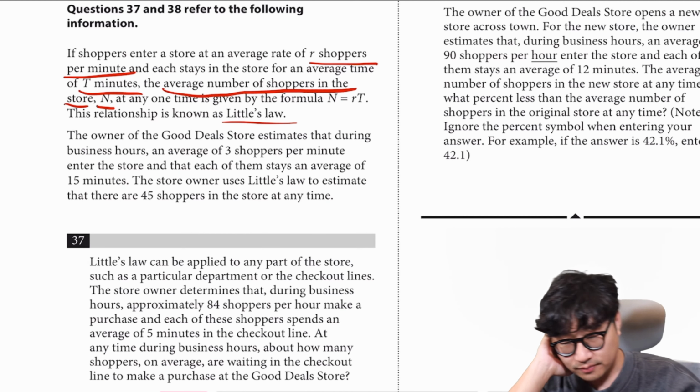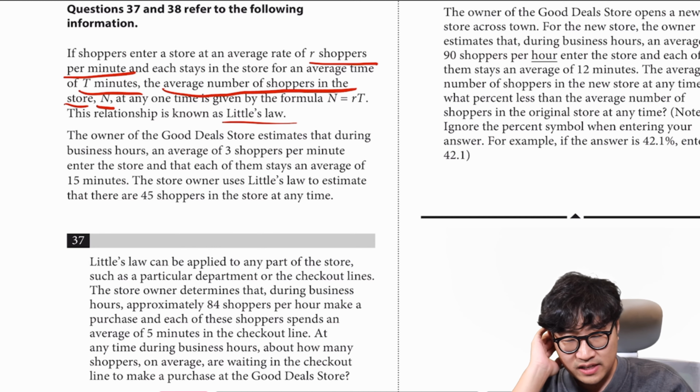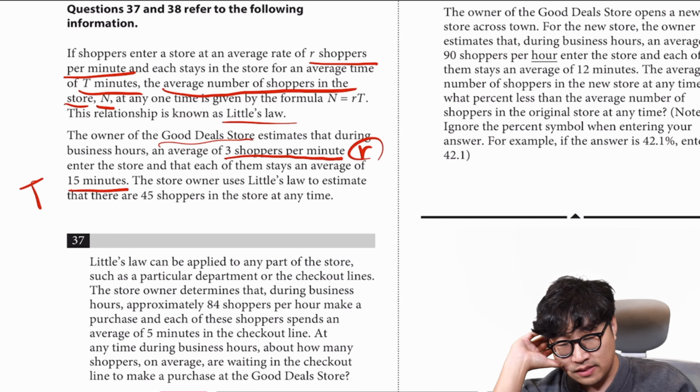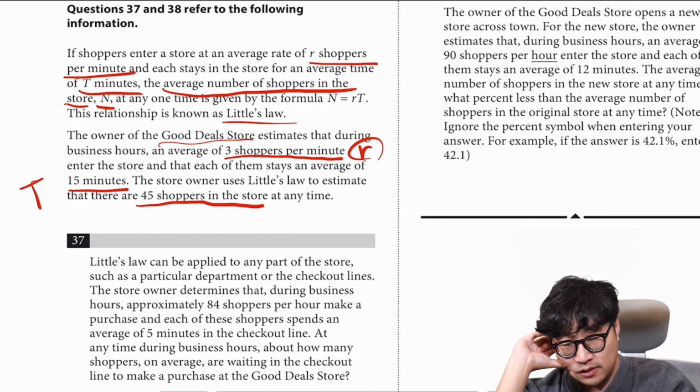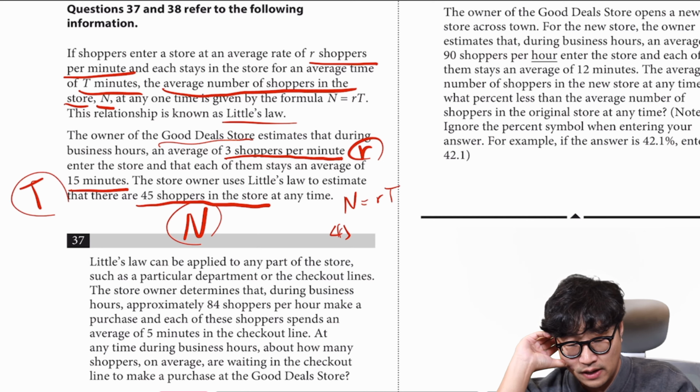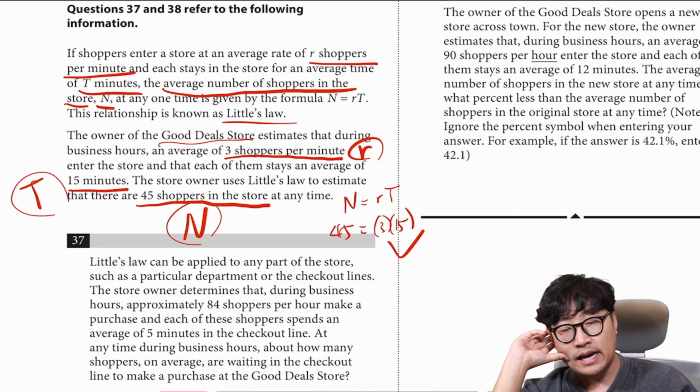Okay, anyway. The owner of the Good Deal store, 3 shoppers per minute. That's the R right there. And then 15 minutes, that's the T. And then 45 shoppers in the store, that's the N. Wait, let me double check to see if that makes sense. They told me that N is equal to RT. So N is 45, R is 3, T is 15. Oh, that matches. Okay, cool. I get the point.